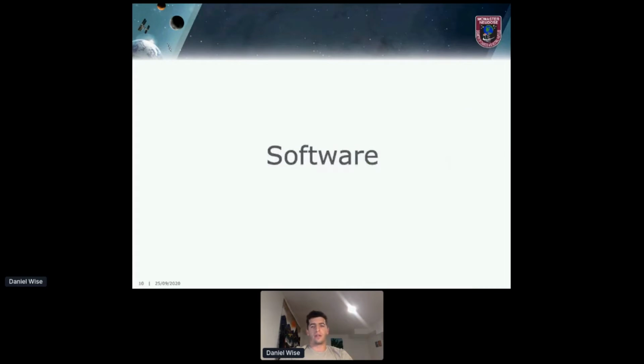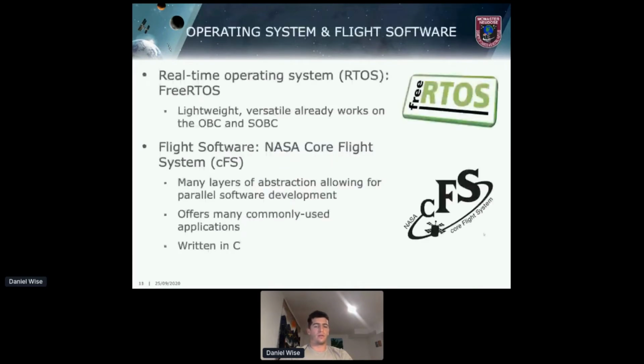Moving on to software. We have two primary components of the software. That's the real-time operating system, FreeRTOS. It's the same one that comms is using. And we chose it because it's lightweight, versatile, and it already works on the OBC and SOBC boards.